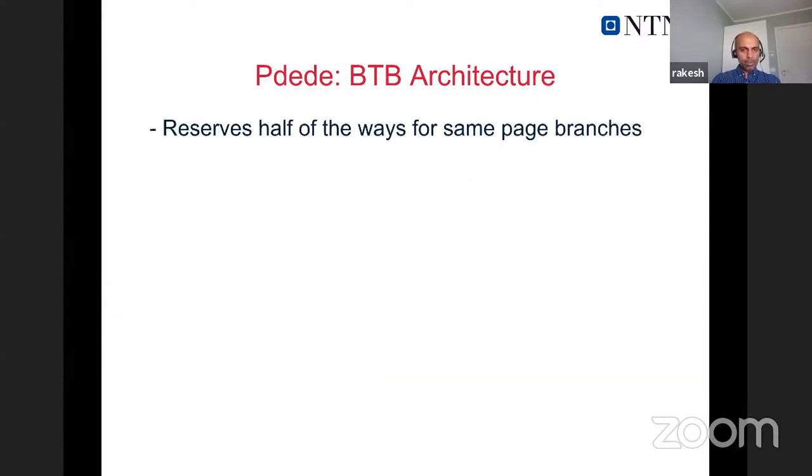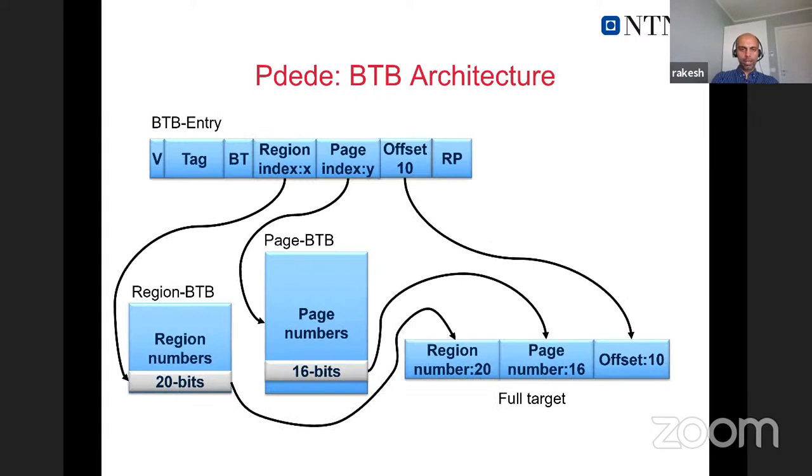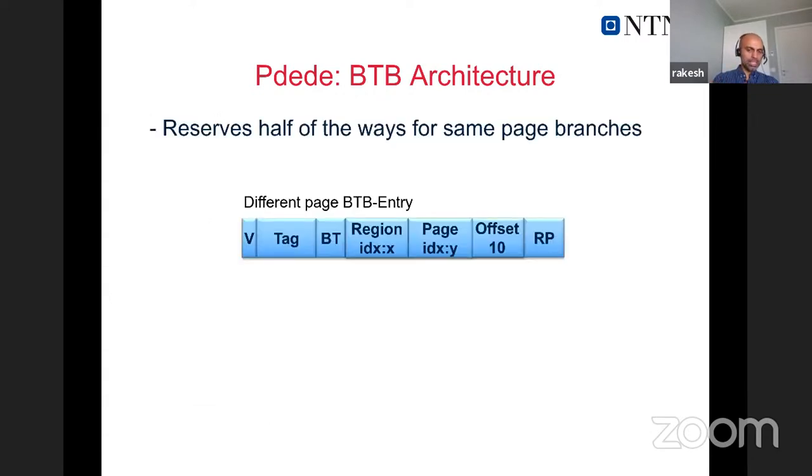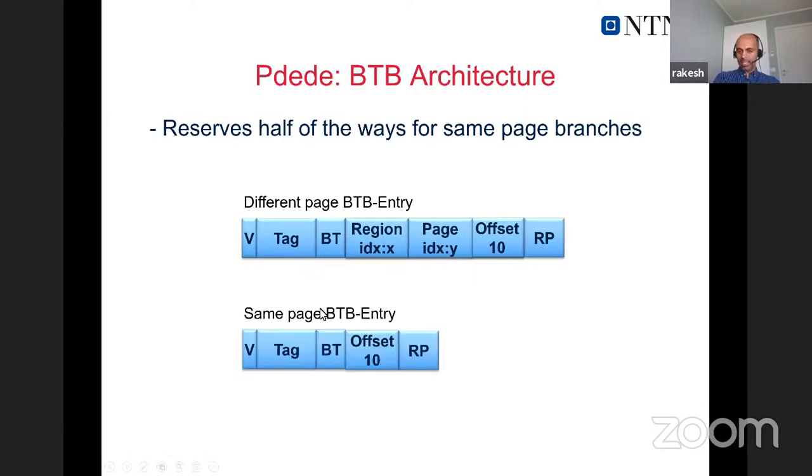Okay, the second observation is that some branches have their targets within the same page. To exploit that, they reserve half of the ways in the BTB for same-page branches, because these branches do not need to store the page number and region number. So this is what a different-page BTB entry looks like. You need to have the offset, page index, and region index. But if the branch is in the same page, you don't need the region and page index because you can get the information about page number and region number from the branch PC itself.